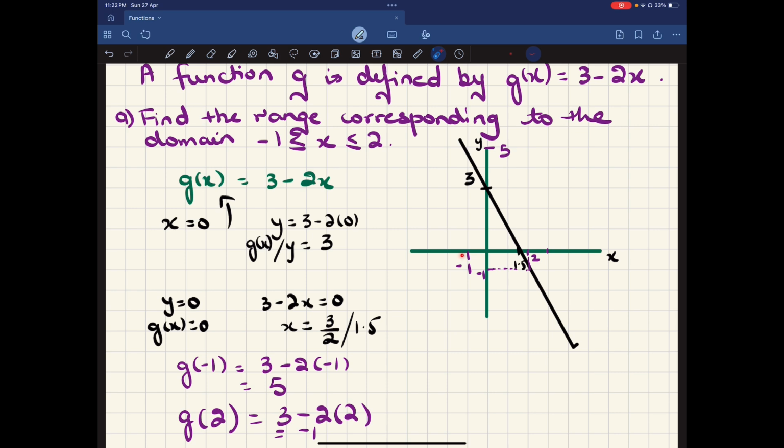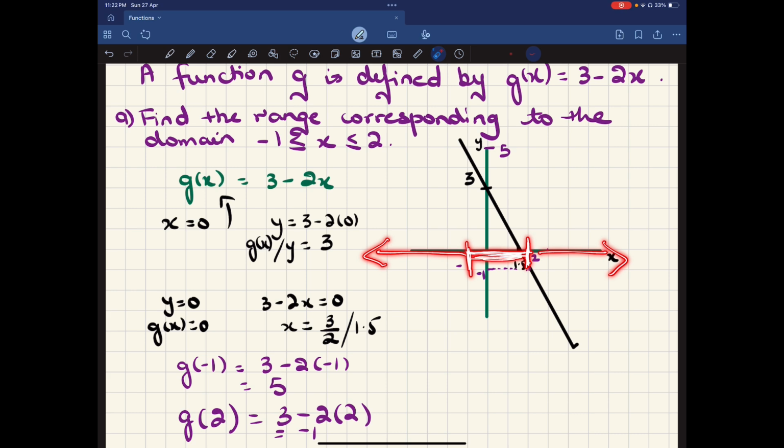the domain. Similarly, for bigger negative values, the function is going to have even larger y values, but the domain does not include bigger negative numbers. So your domain is greater than or equal to -1 and less than or equal to 2. Anything outside this domain is not our concern as far as this part of the question is concerned.